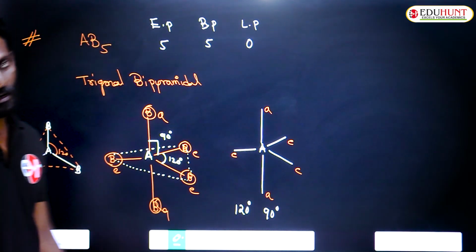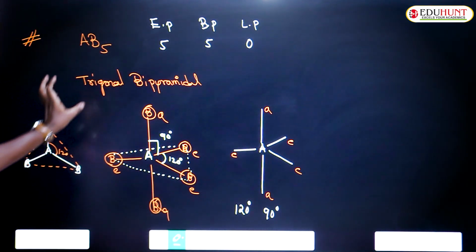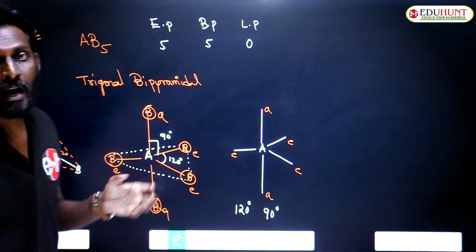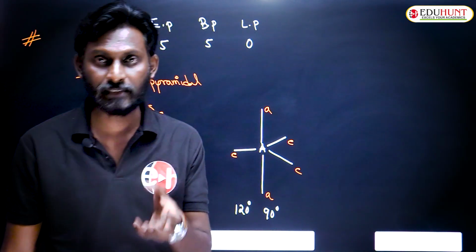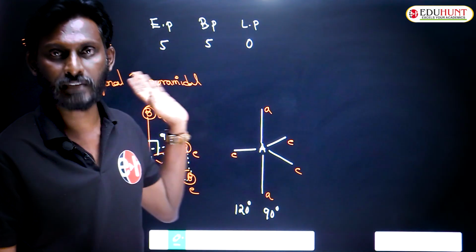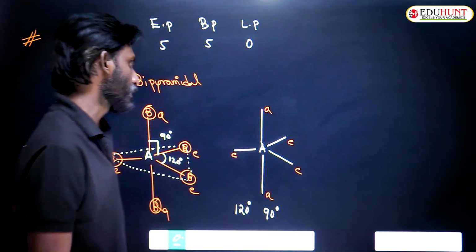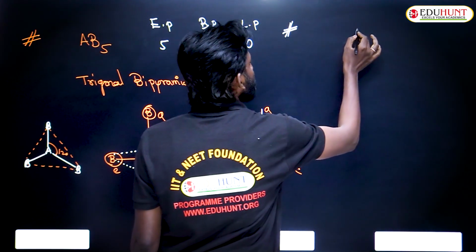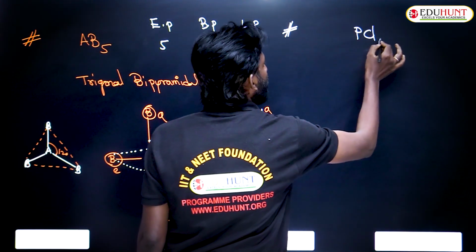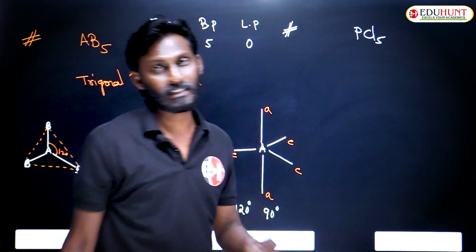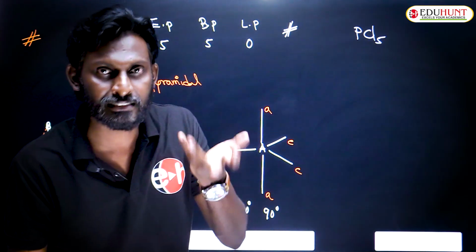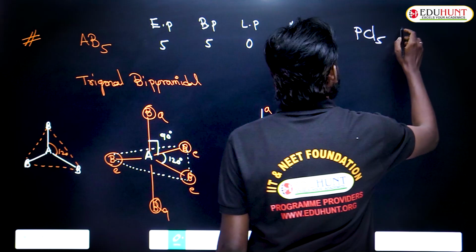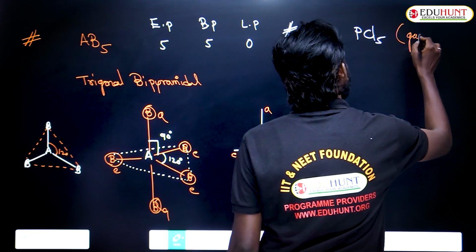Now, this is just a model, the AB5 model. Now I am going to take a real example with this type of geometry, and that is nothing but PCl5. Especially I am talking about the gaseous PCl5 molecule, that means in the gaseous state.